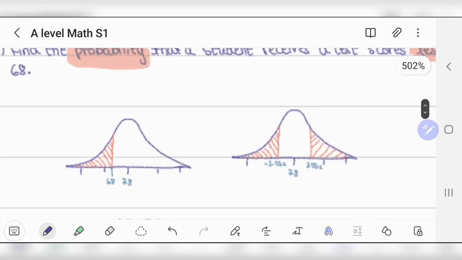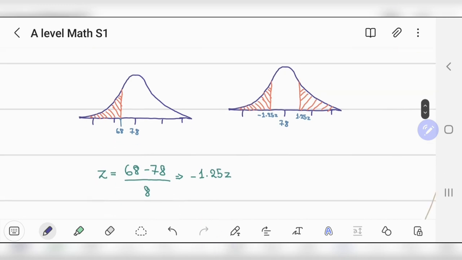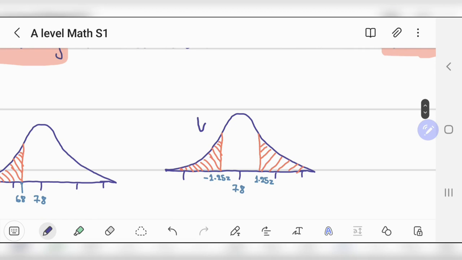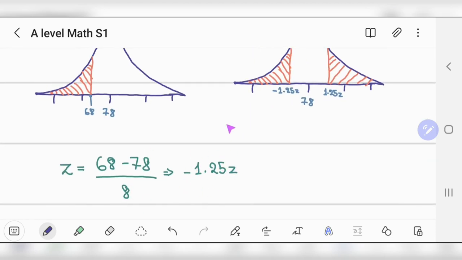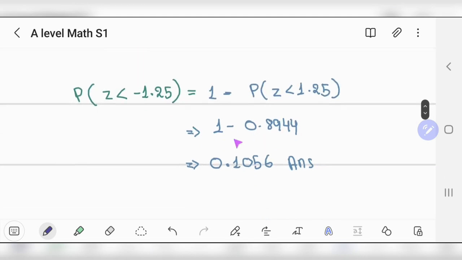So this is exactly what I've done here. This was 68 right here. You calculate the z-score, minus 1.25. But as you can see, these two areas are the same. So you take 1.25, take the probability, you get this area, and then you do 1 minus the probability and you will get this. Then this one is equal to this one. Instead, you just drop the minus and convert it into positive.